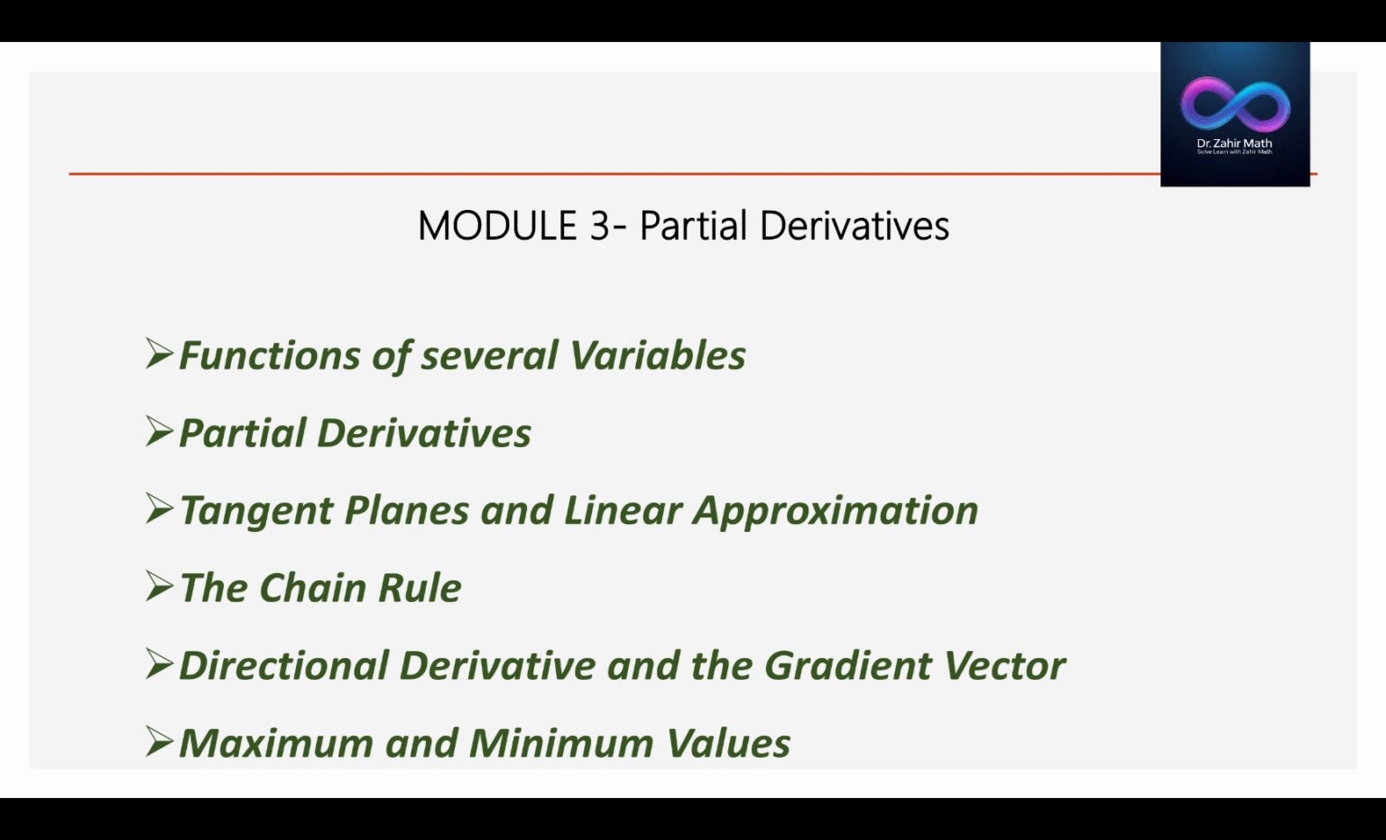Let's go to module 3, which is partial derivatives. So the chapters which we are going to study over here are functions of several variables, partial derivatives, tangent planes and linear approximation, the chain rule, directional derivative and the gradient vector, maximum and minimum values. There are 2 types we are going to study. One is local maximum minimum and absolute maximum minimum.